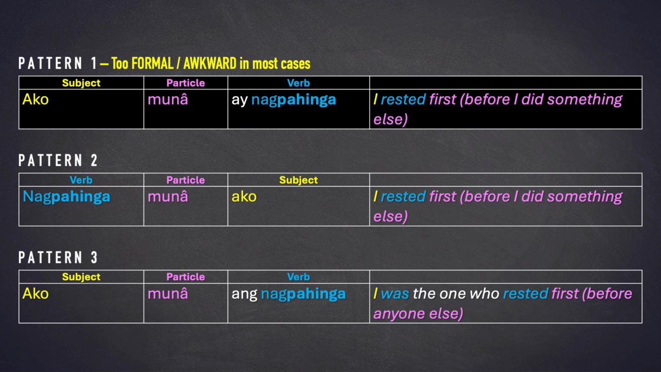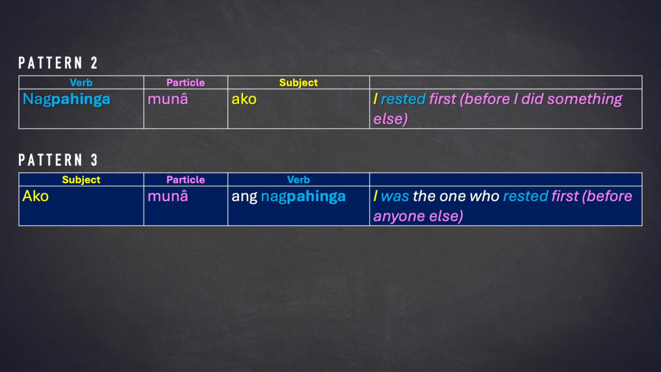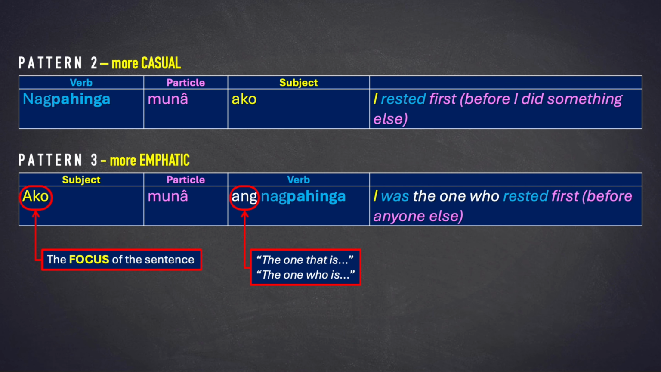Pattern 1, an SV pattern, is formal and can be awkward in most cases. I won't be covering this in this video. Along with pattern 2, I will use instead pattern 3 in my examples. Because it is an SV pattern, it sounds emphatic. It emphasizes the subject as the focus of the sentence. The case marker ang in this case is equivalent to the one that is or the one who is in English. As you may already know, pattern 2 is more casual and is the default pattern in most cases.